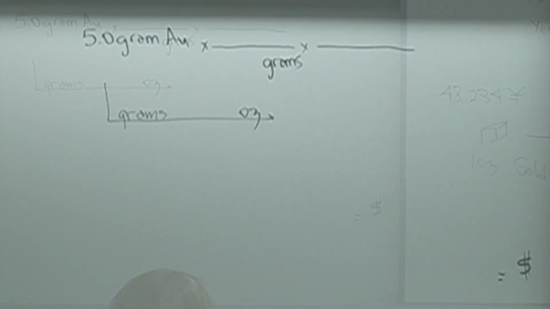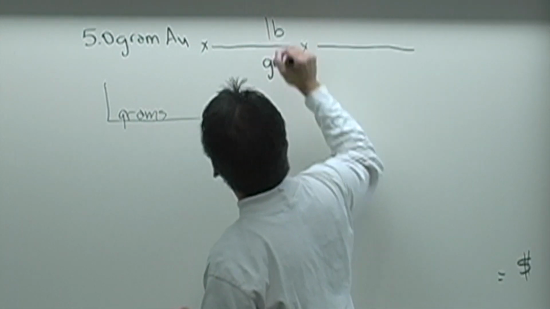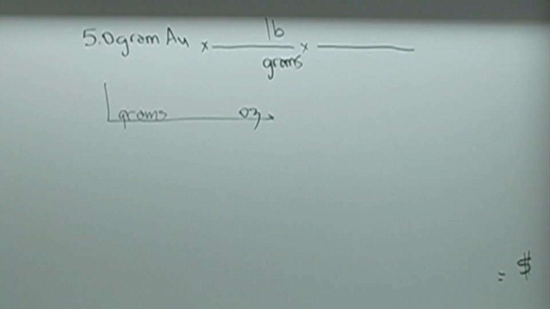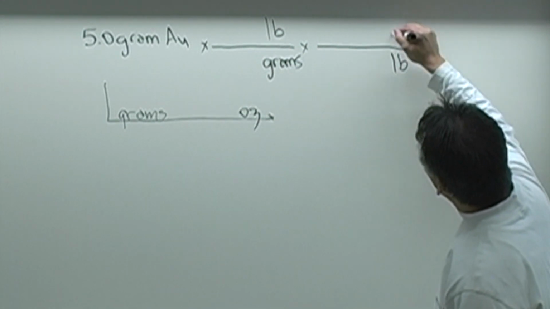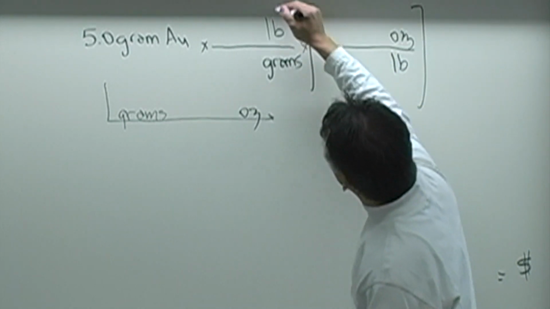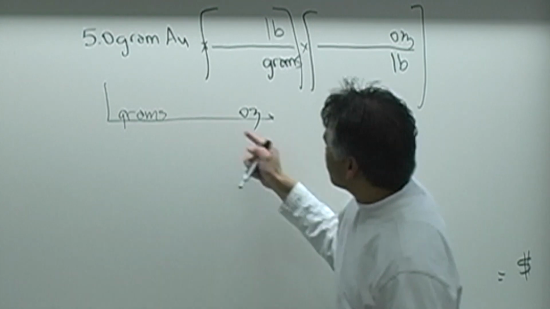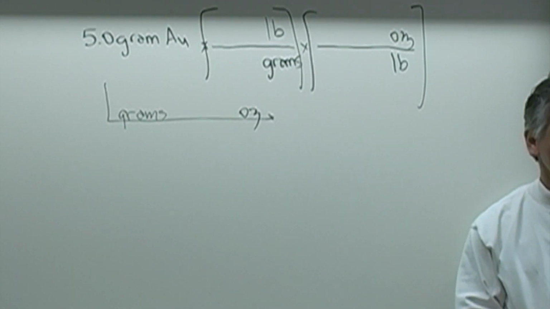Look over here. There are 453.9 grams in 1 pound. So that's the first thing I want to do. I want to convert grams to pounds, and then I can convert pounds to ounce. You see how I have pounds over here? I better put pounds down here. I put ounce up here. Those 2 steps right there will take me from grams of gold to ounces of gold.